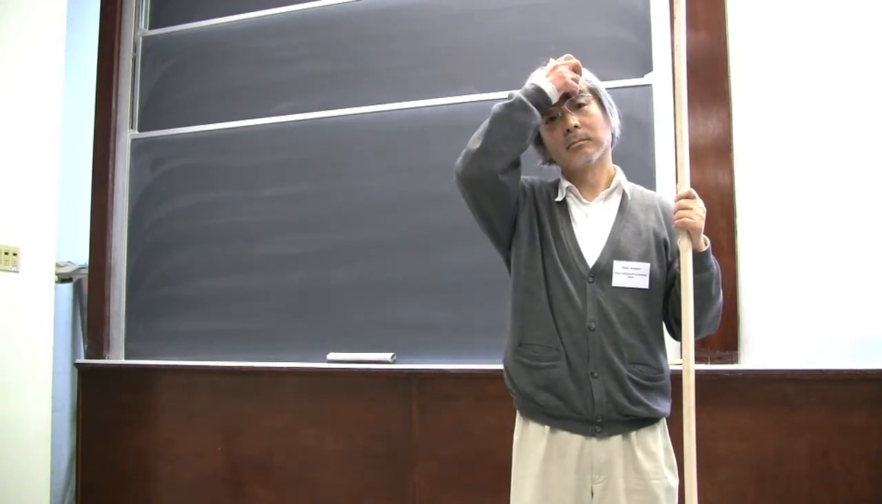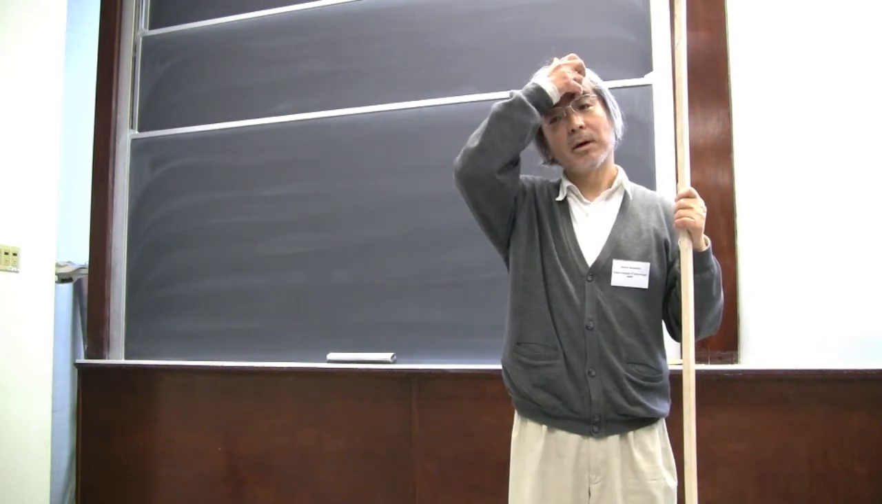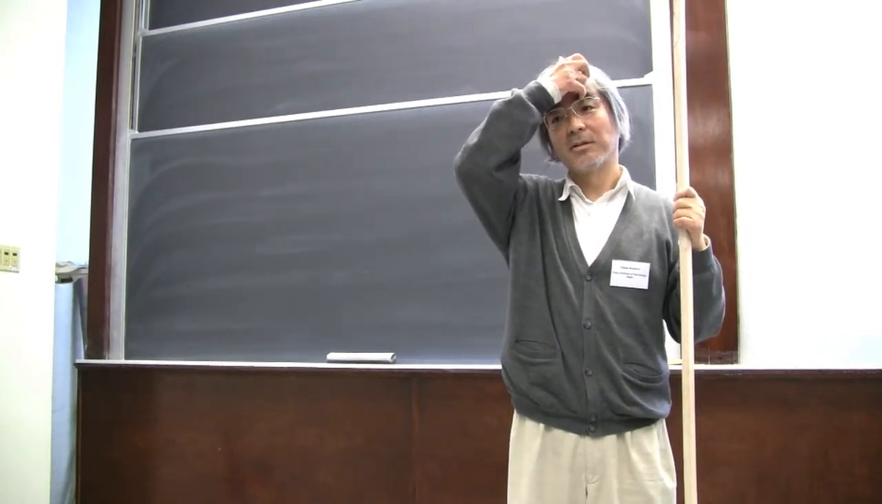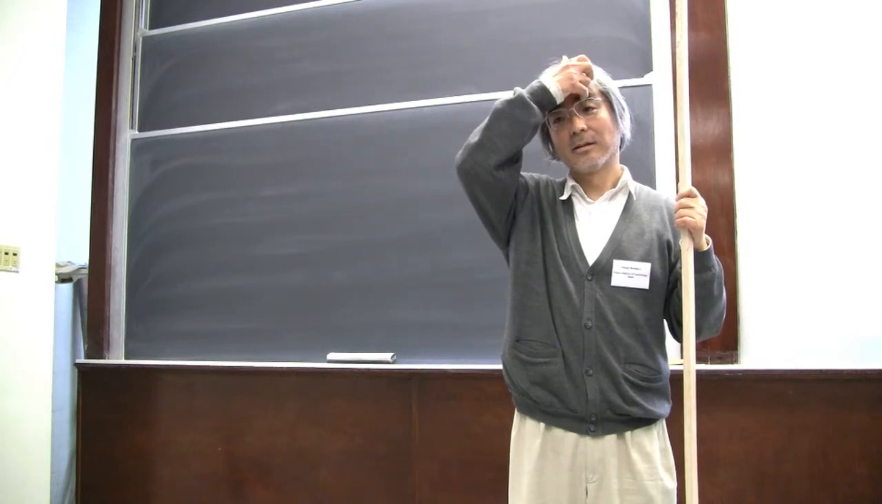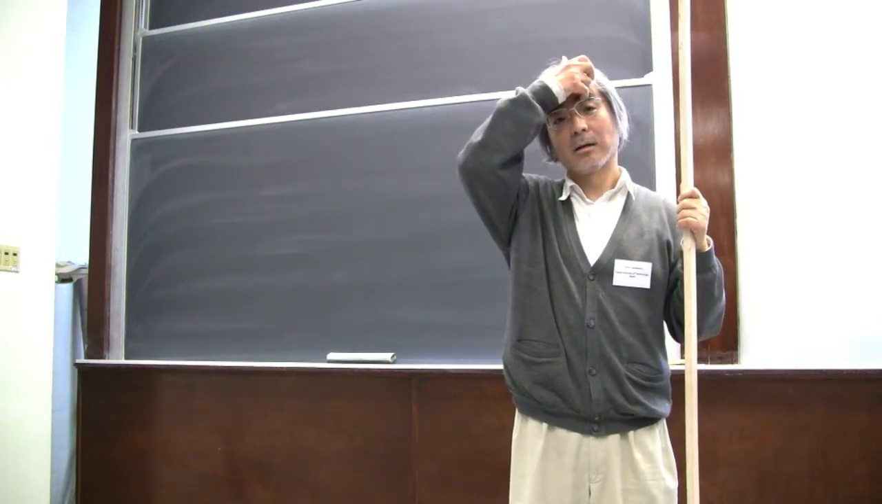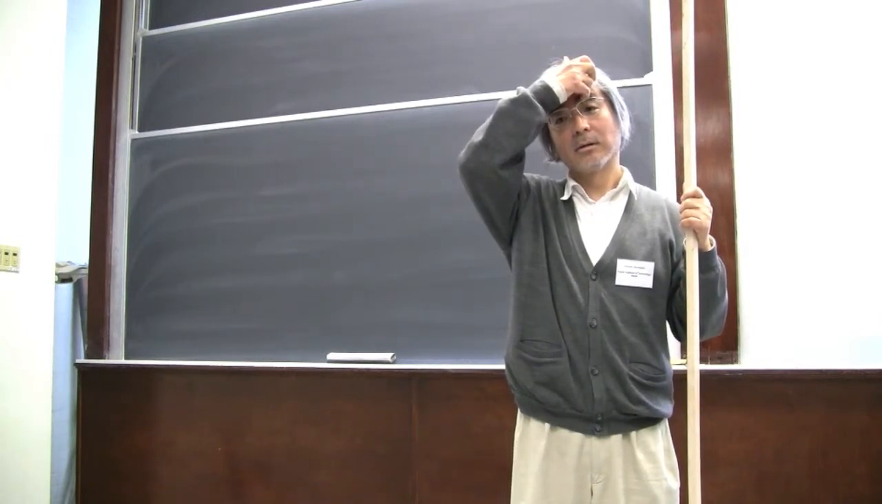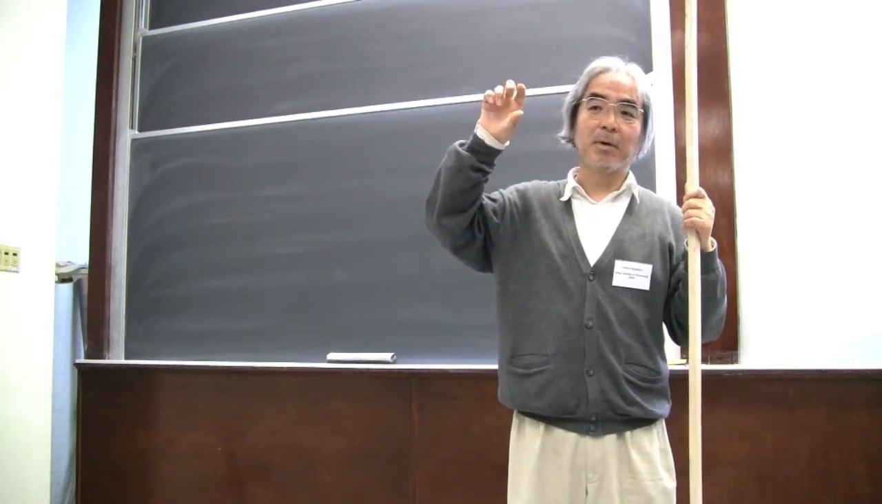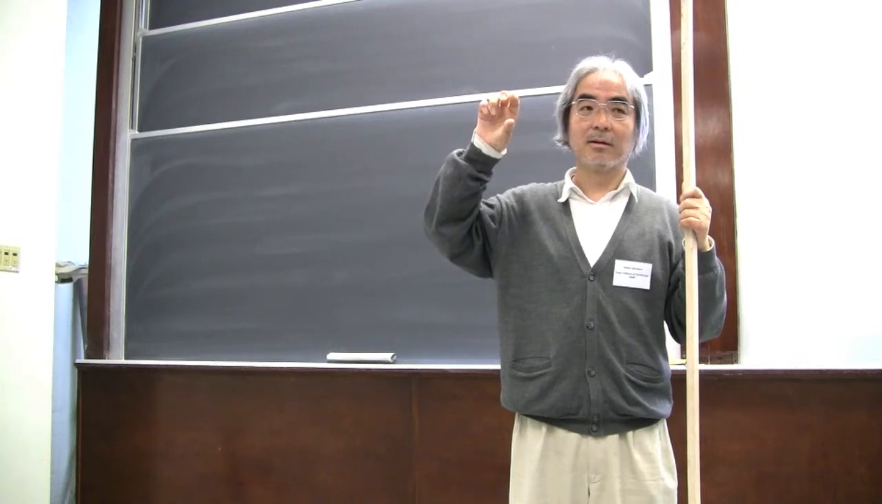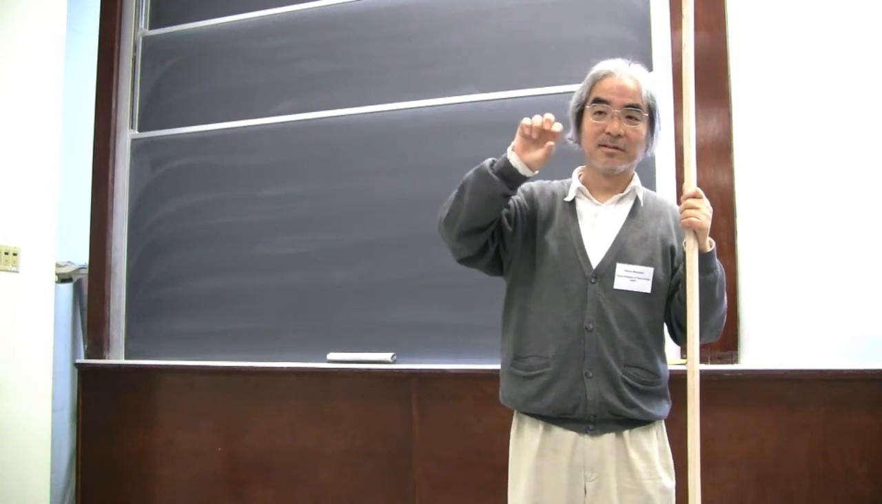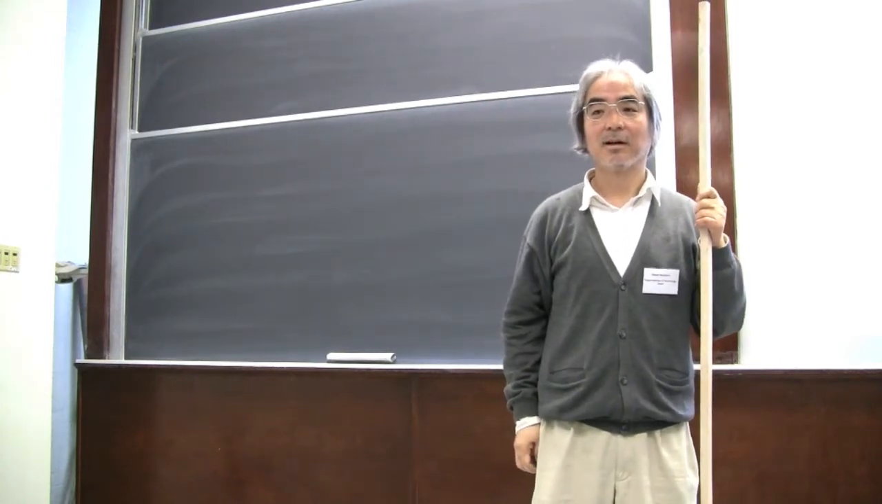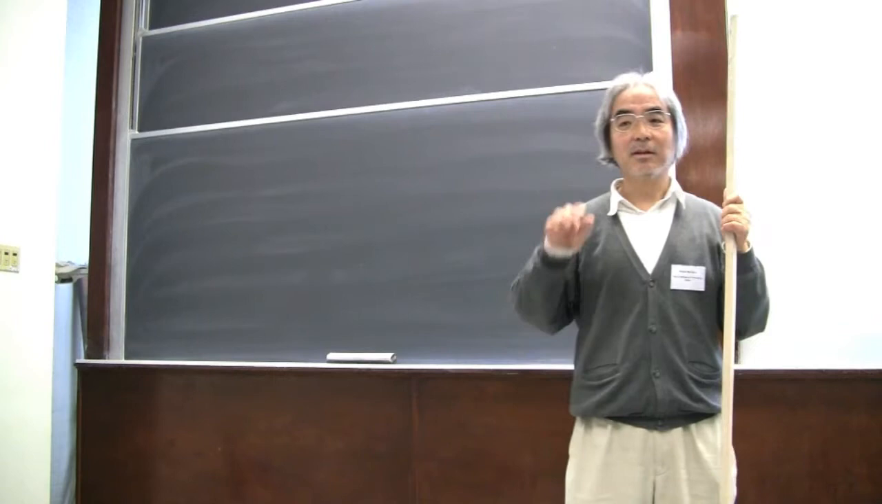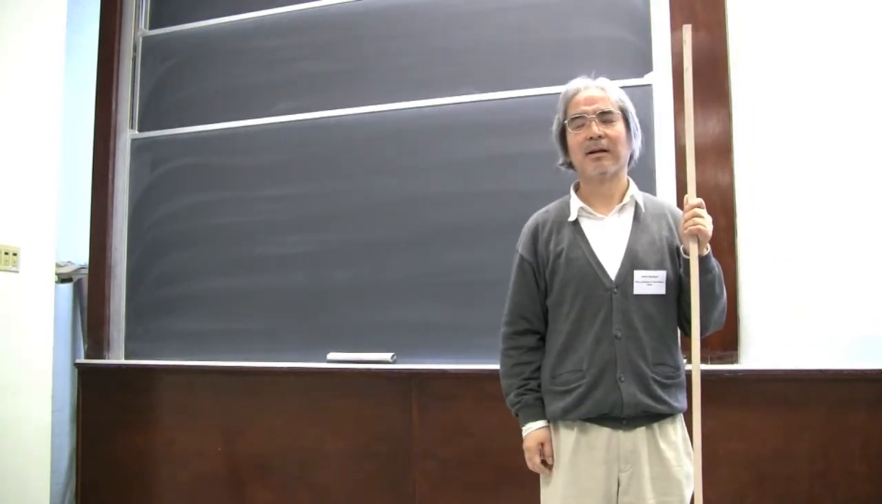Pi over 6 is not that turning point. It is, because two branches of the A polynomial collide. I see. But that's the first step. I think up to pi over 3, the Kashaev invariant converges. So pi over 6 is a hidden turning point. But it is a turning point.